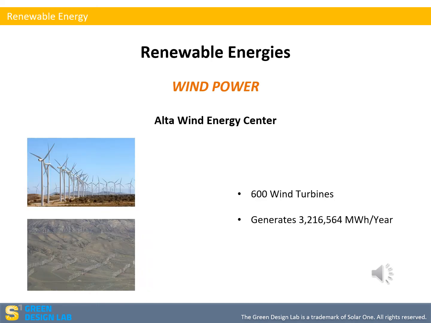The largest wind farm in the United States is the Alto Wind Energy Center in California, also known as the Mojave Wind Farm. It was built in 2011 and is the third largest onshore wind farm in the world. It includes 600 wind turbines, and the entire site generates 3,216,564 megawatt hours of electricity per year.